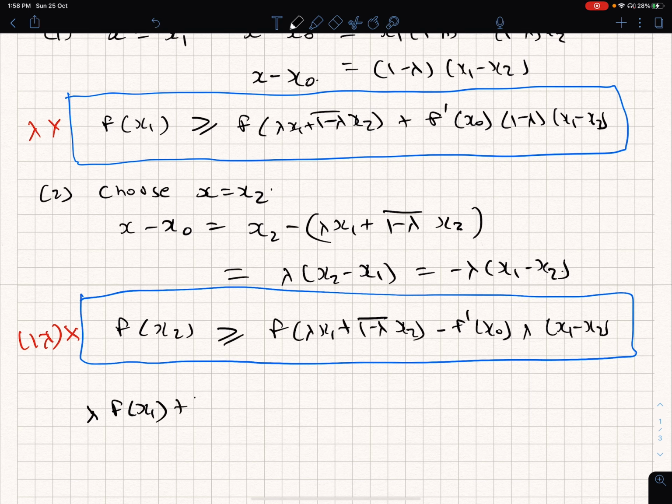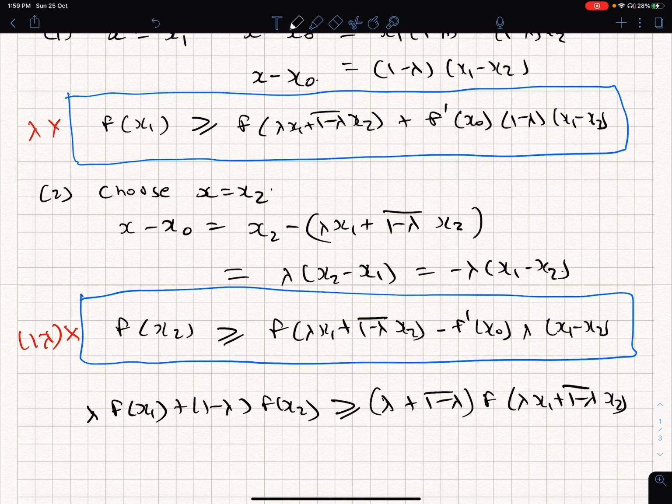So the LHS will become lambda times f of x1 plus 1 minus lambda times f of x2, and on the RHS side, I will get lambda plus 1 minus lambda into f of lambda x1 plus 1 minus lambda x2, because the first term is the same in both places, so I could directly group lambda and 1 minus lambda and add them together.